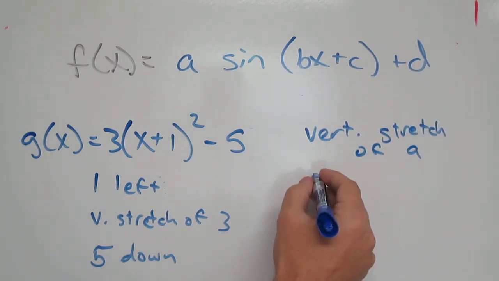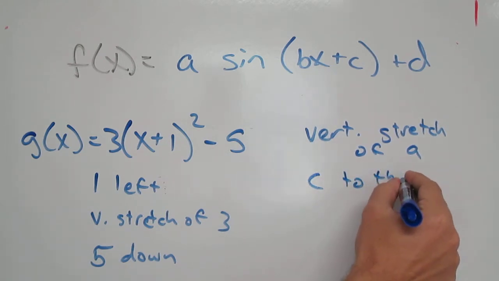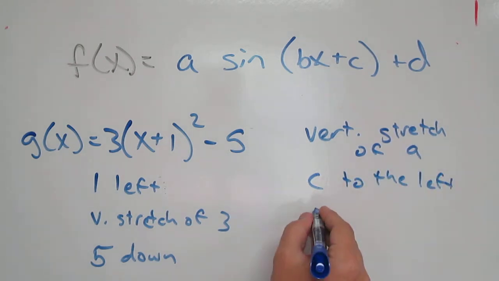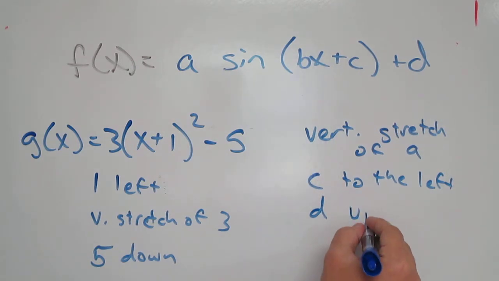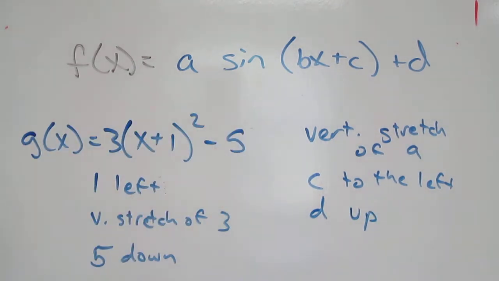I would move C to the left. I would go D up. And B would be, I didn't have an example that was analogous in this one. B would be horizontal shrink if it was greater than 1 in this case. So, of course, if any of these things are negative, they're getting flips and all that other stuff that we did in earlier chapters.